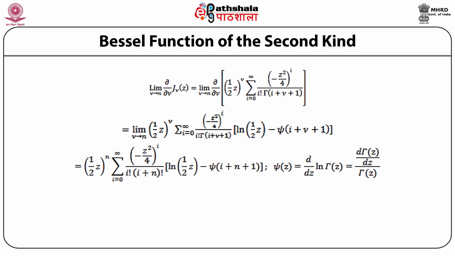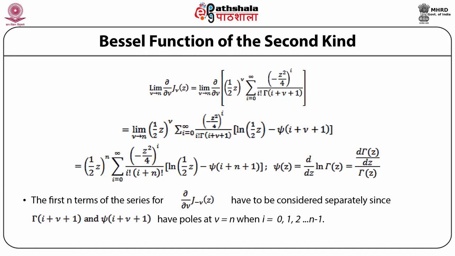where ψ of z is the derivative of the logarithm of gamma of z and is given as ψ of z is equal to d by dz of natural log of gamma of z. This is equal to dΓ(z) by dz divided by Γ(z). Thus, the limit ν tending to n of ∂/∂ν of J_ν of z simplifies to give (z by 2)^n summation i going from 0 to infinity of (-z²/4)^i divided by i factorial times (i plus n) factorial, multiplied by within the brackets natural log of z by 2 minus ψ of i plus n plus 1, brackets close.